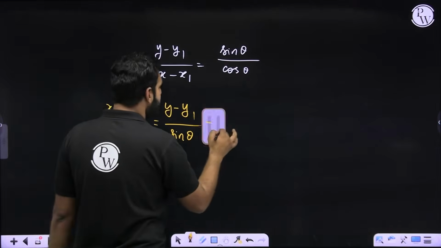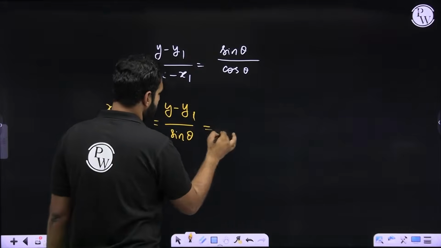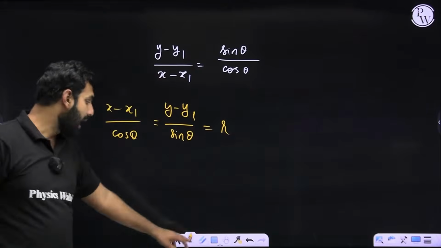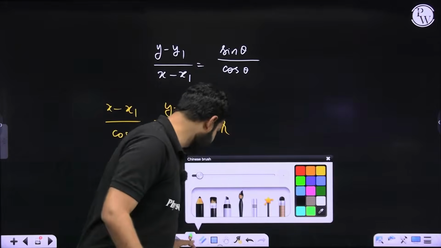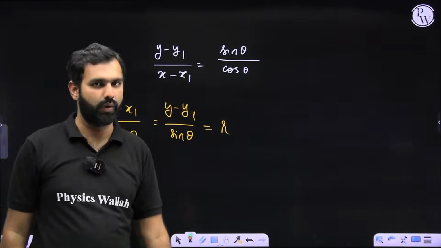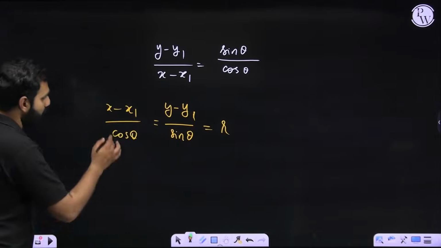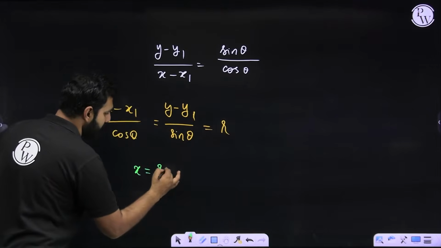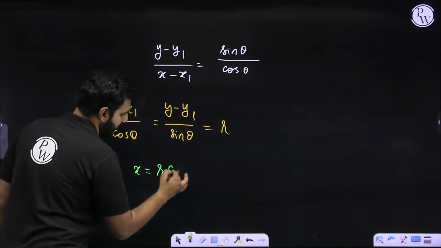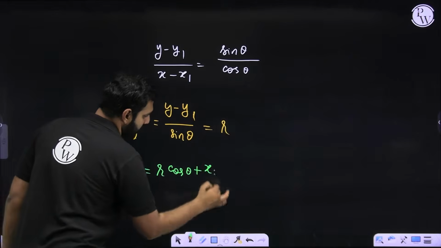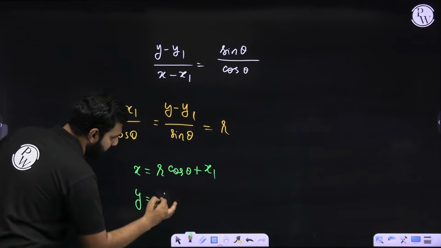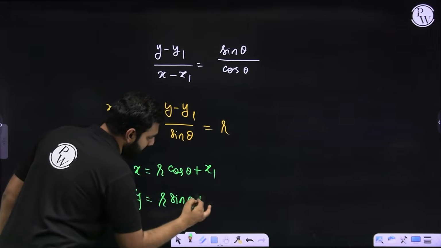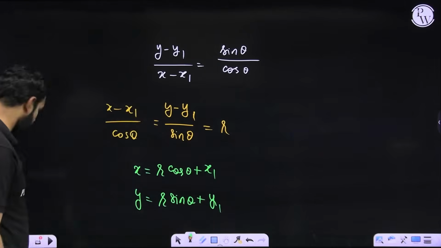And let's say I put it equal to r. Y minus y1 upon sin theta is equal to r. R is a value I've assumed. I'll tell you the significance of r, but let's say r is just a random value I've taken. So how do you define x? If I equate this, x is going to be r cos theta plus x1, and y is going to be r sin theta plus y1.